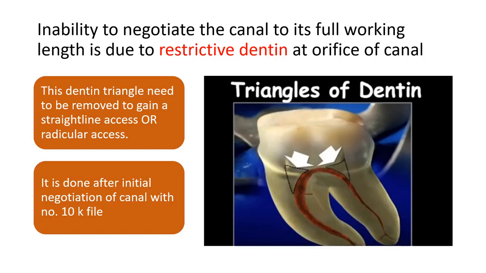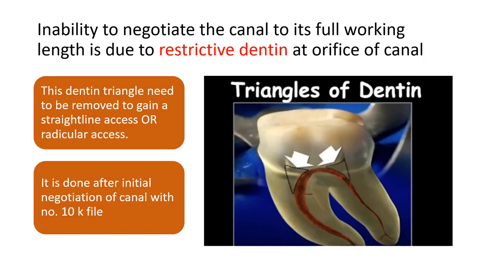Inability to negotiate the canal to its full working length is due to the restrictive dentin at the orifice of the canal. This is called a dentin triangle. This dentin triangle needs to be removed to gain straight line access or radicular access. This dentin triangle projects itself to the opposite side of whichever canal you are approaching. For example, the dentin triangle of the mesial root extends towards the distal, and the dentin triangle of the distal root extends towards the mesial.